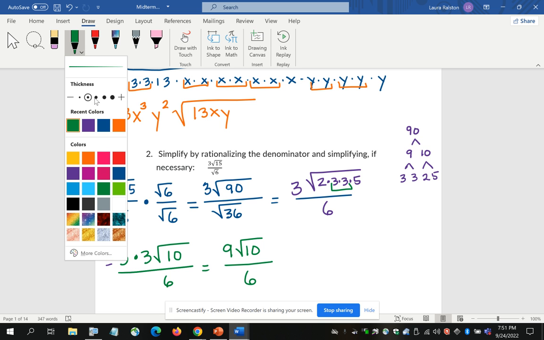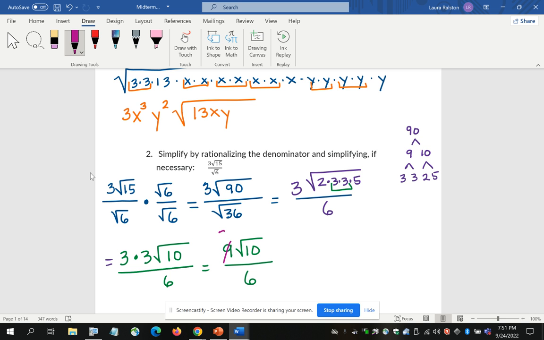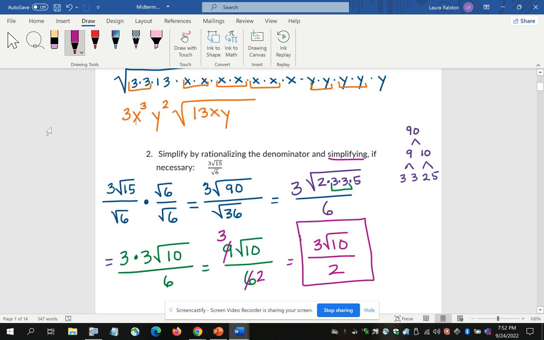But then 9 over 6, which is a fraction, can be simplified. 9 divided by 3 is 3. 6 divided by 3 is 2. So in simplified form, we have 3 square root 10 over 2. And guys, you do have to take it that far because the instructions tell you to simplify if necessary. And in this case it was necessary.